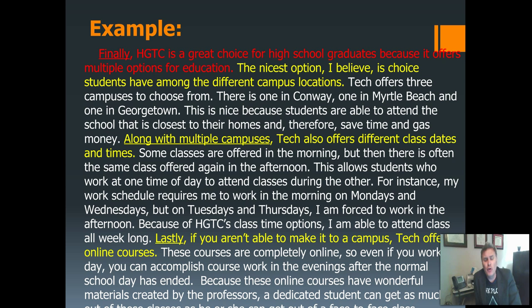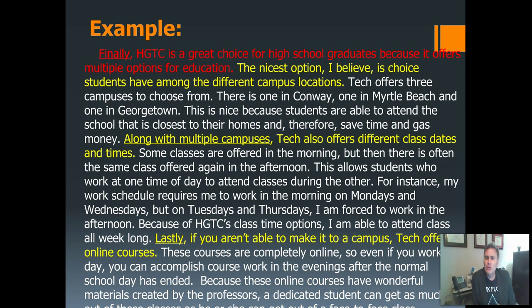Now, the first point is stated: "The nicest option, I believe, is the choice students have among the different campus locations." Okay, so that makes sense, because that becomes an option for education, as you have different options as far as where to go to school because of the different campus locations. But it's not enough to say that, because somebody might say, well, so what? What does that mean? Why is that important? Well, let me explain it to you. Tech offers 3 campuses to choose from. There is one in Conway, one in Myrtle Beach, and one in Georgetown.